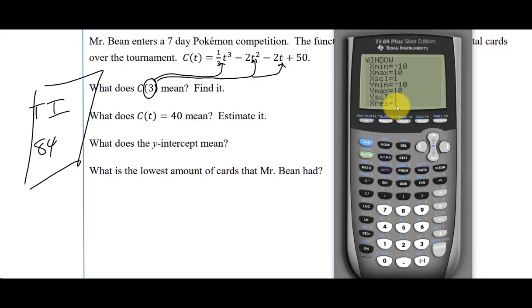Okay, so if I keep this at -10, 10, 1, this is what we call the standard window. Standard window.